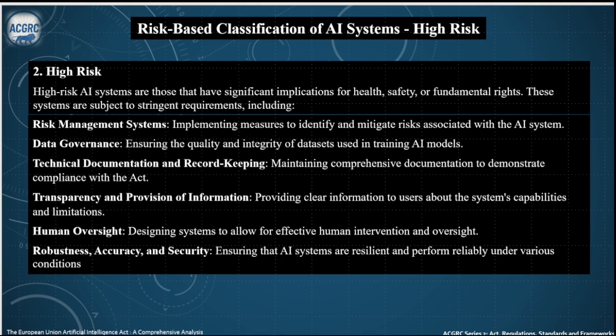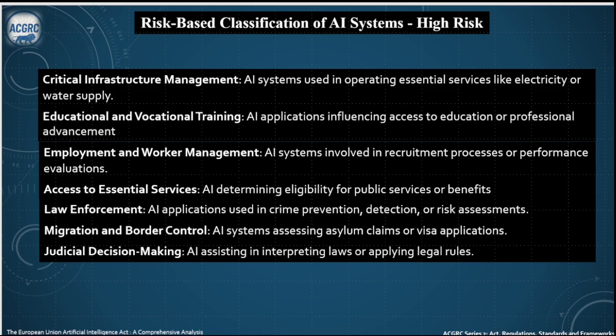From a system perspective, a high risk system can fall into different categories. A system used for risk management, a system can be used for data governance, a system can be used for maintaining documentation and record keeping. A high risk system can be from something which provides information to stakeholders. A high risk system can also come from places where critical infrastructures are managed, like electricity and water supply.